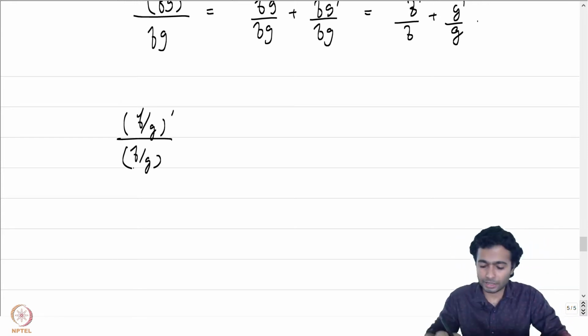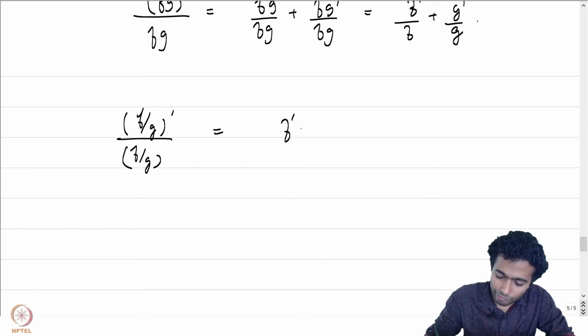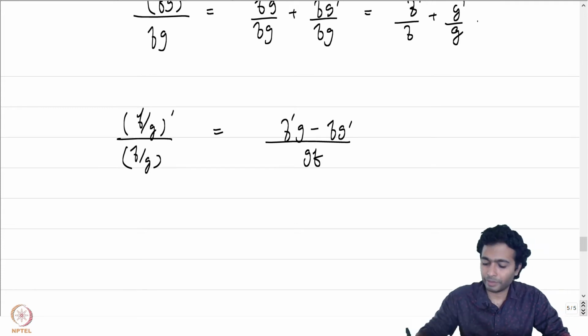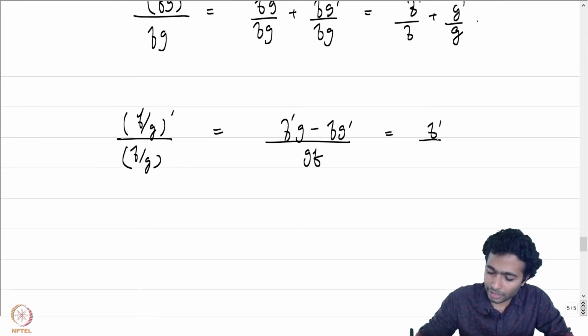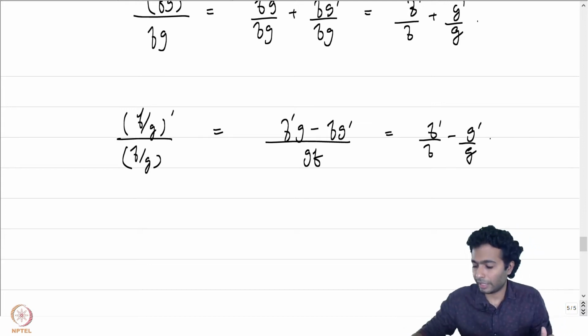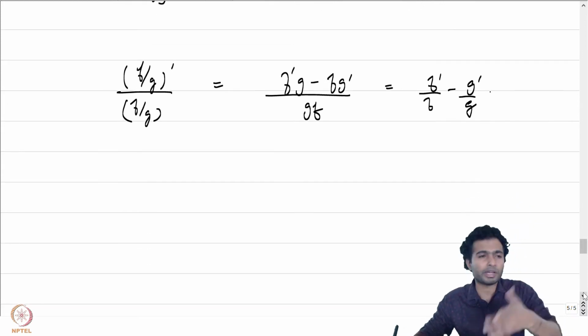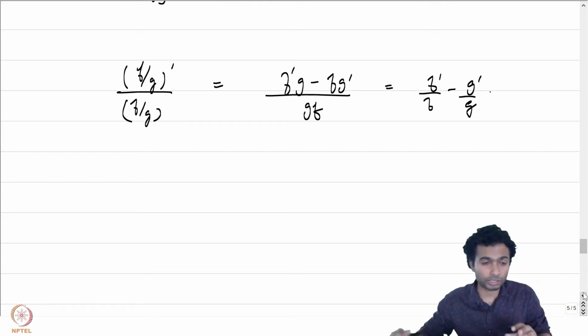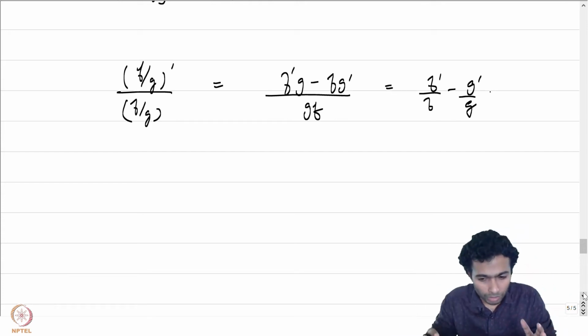Similarly, if you look at (f by g) prime by (f by g), this is going to be equal to (f prime g minus f g prime) by g square, divided by f by g, which is multiplied by g by f, which is equal to f prime by f minus g prime by g. Again, that is in line with what we expect, because log of f by g is something like log f minus log g. Of course, I have not defined what a log is till now.